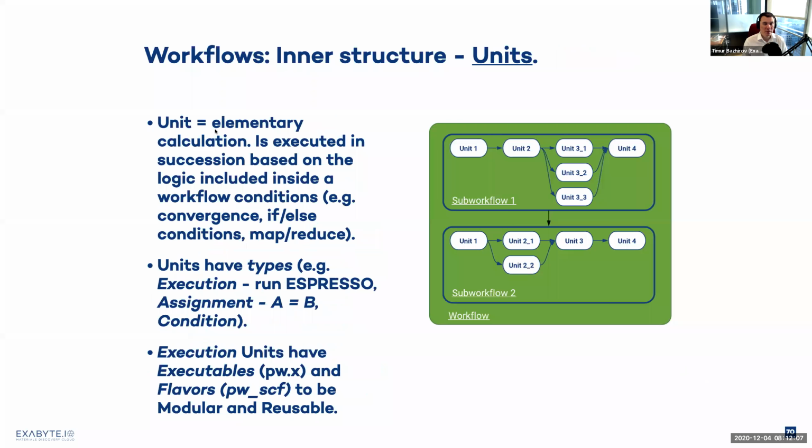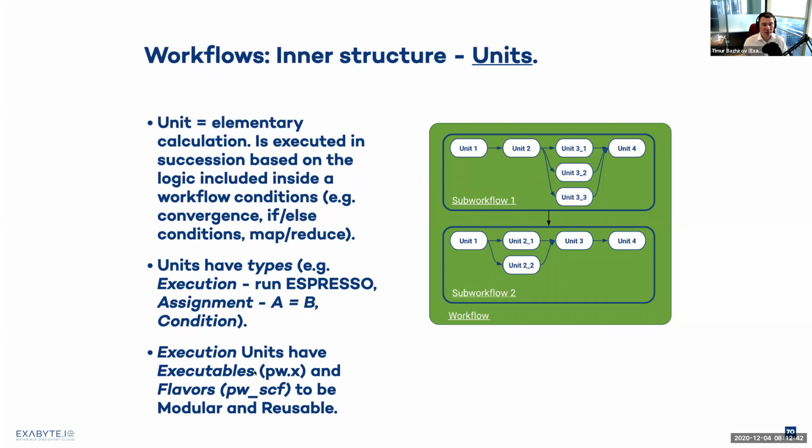A unit is the smallest logical element, and units are executed in succession inside a sub-workflow. And there could also be things like splitters and if conditions that are applied. That's why units can have different types. They could be execution types, assignment types and condition types. For example, when we assign a variable inside the unit, it's an assignment, and when we have a condition, a fork, then it's a condition unit.